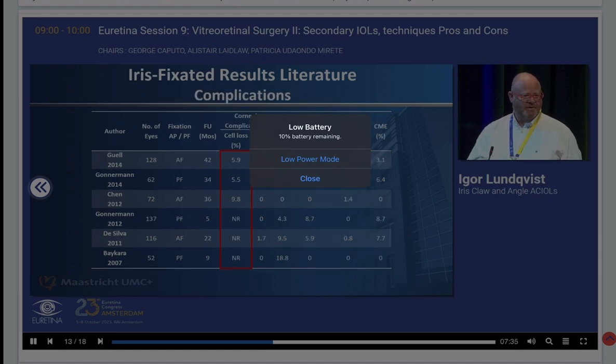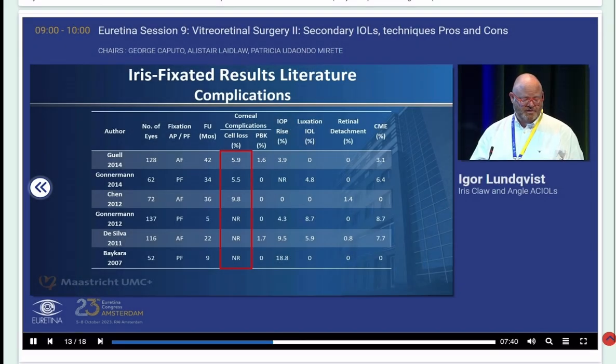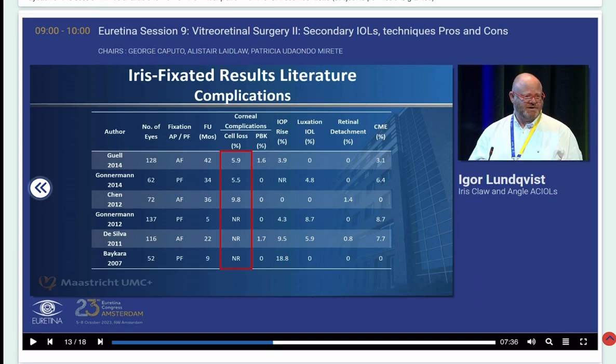The biggest complication with these iris-fixated lenses is corneal cell loss, which especially in the first 3 years may end up to 10% and then a 2% decrease over time.